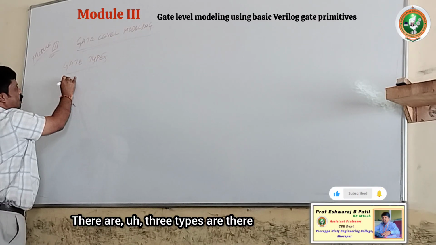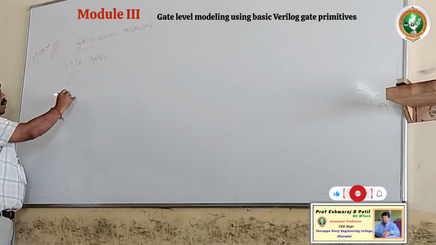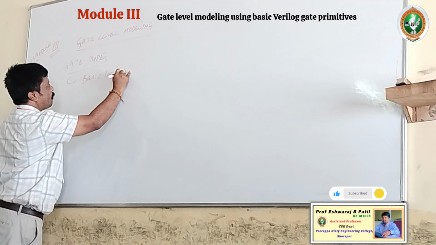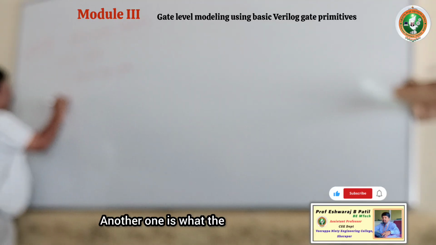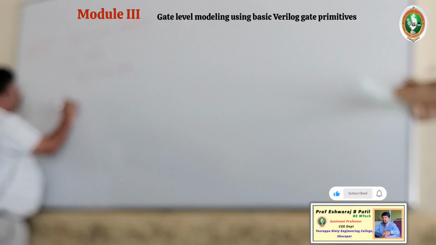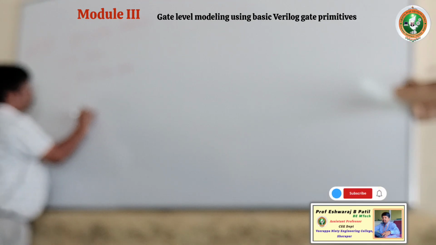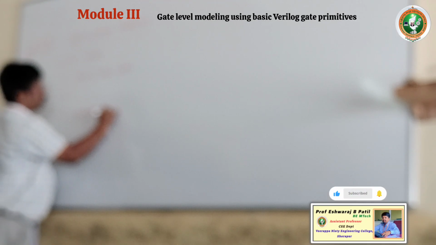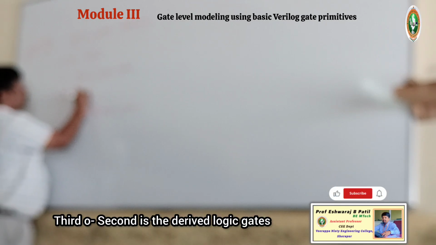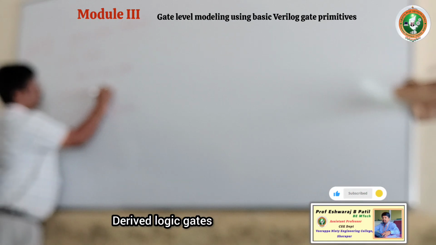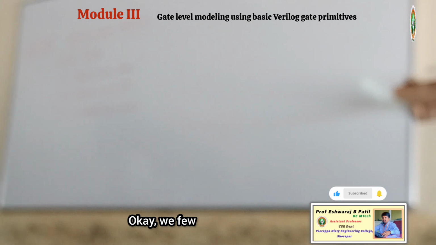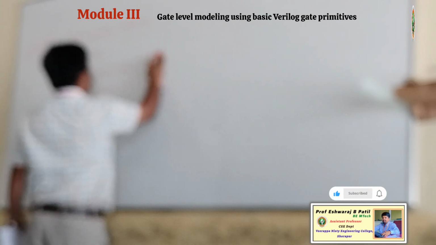There are 3 types. One is the basic logic gates. Another one is the universal logic gates. The second one is the derived logic gates. Okay, you should know what the basic logic gates are.